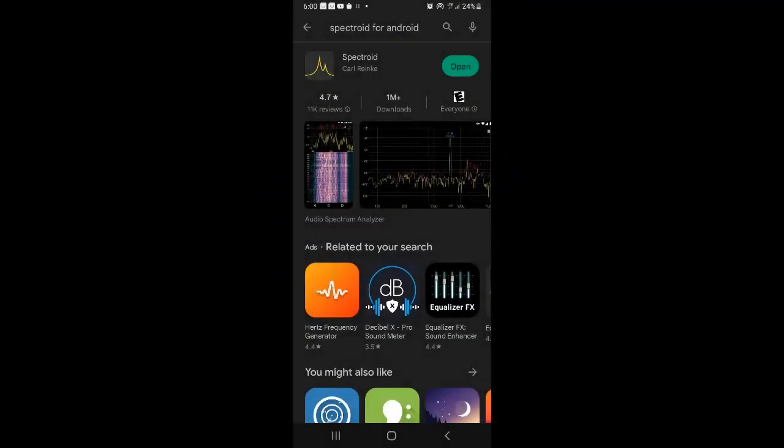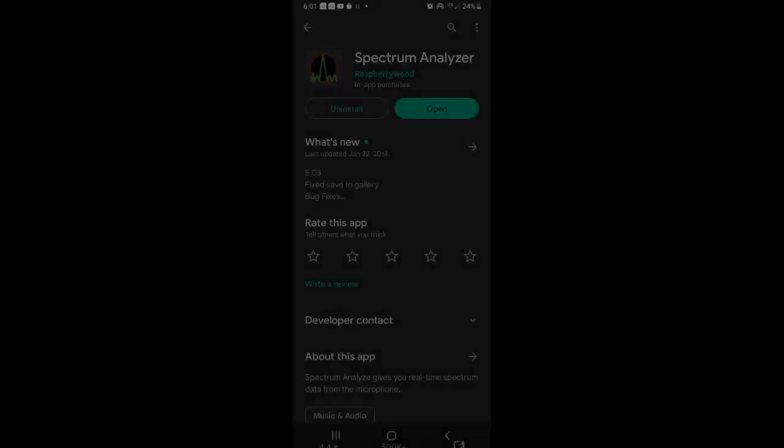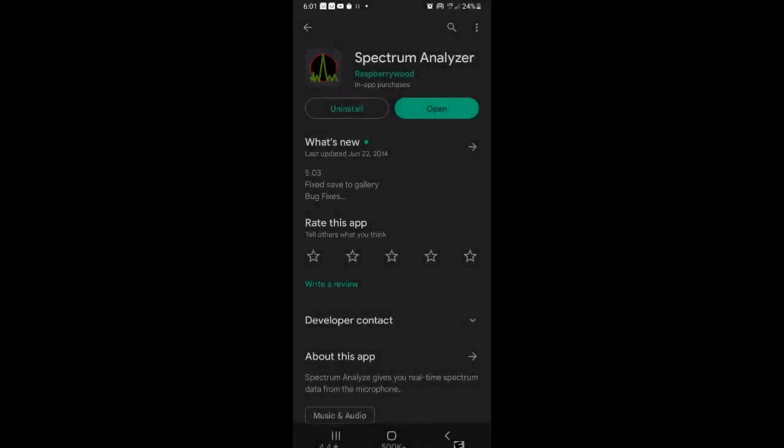First app is Spectroid for Android. That's what this video will be. It's working pretty good. I have another one, I think it's called Spectrum Analyzer. They're both on Google Play. Spectroid is the one that we'll cover mostly on this one, because I'm mostly familiar.